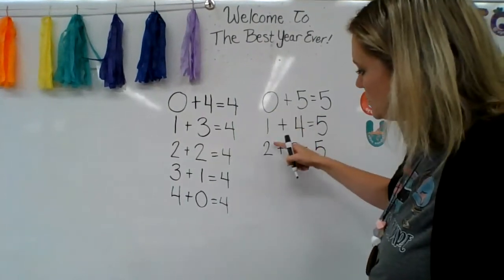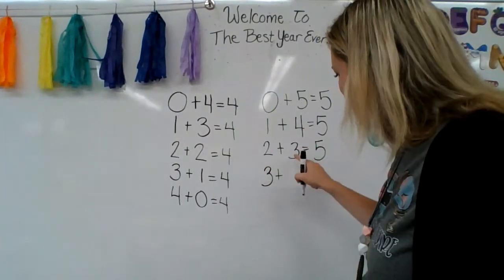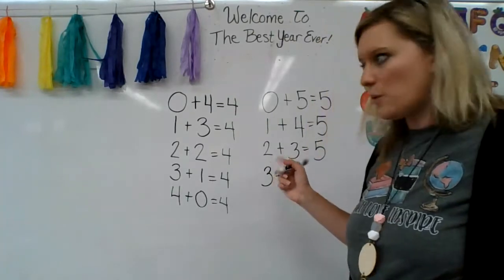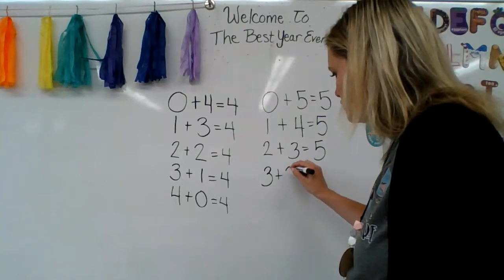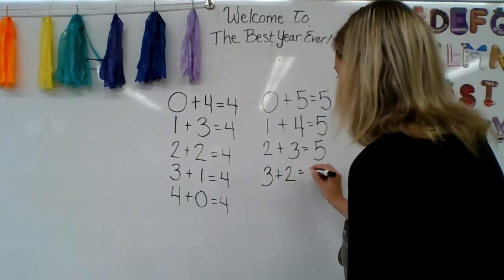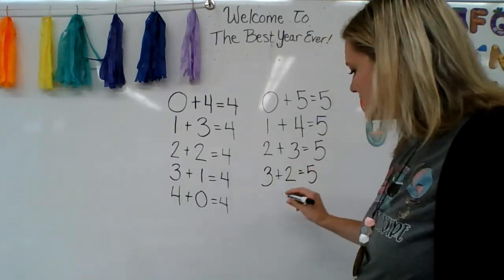So 0, 1, 2, 3. Wait, I just did 3. So will that work? 2 plus 3 is 5. So 3 plus 2 is just the same thing. I just switched it around. That also equals 5. So let's see if it's the same thing.